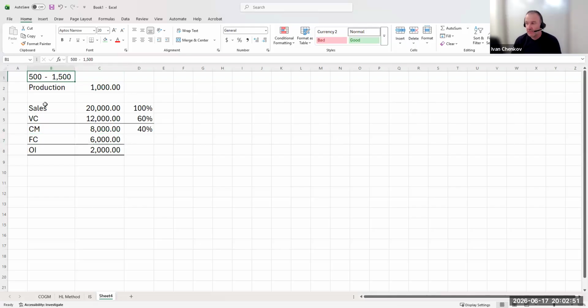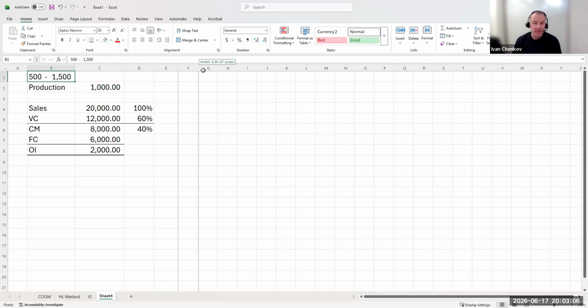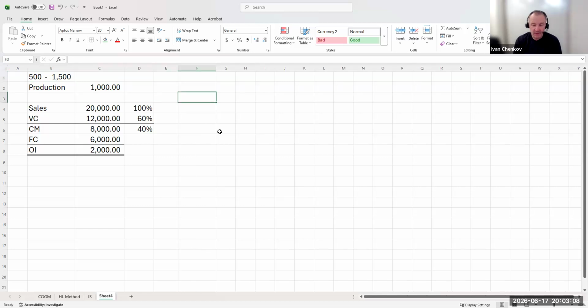The other question that you should ask yourself, what else doesn't change within the relevant range? Variable cost and the sales price. So what do I need? I need sales per unit and variable cost per unit. Once I have this, I have everything per unit. And per unit, I'm going to calculate now the sales, variable cost, contribution margin. Fixed cost, I know fixed cost is going to stay the same.